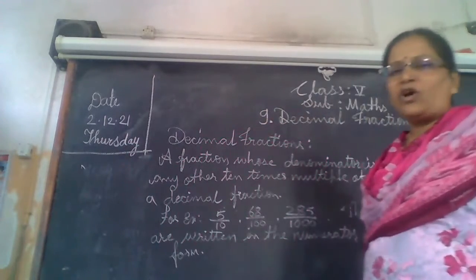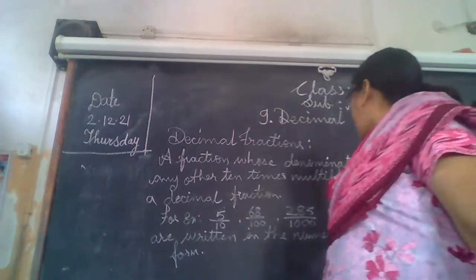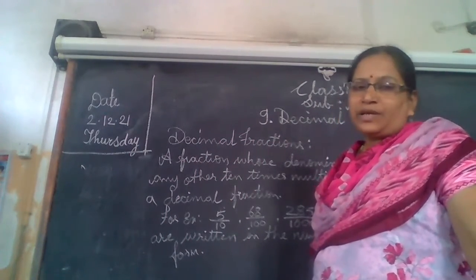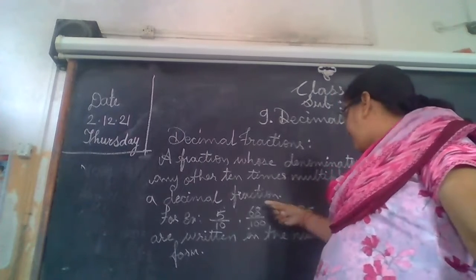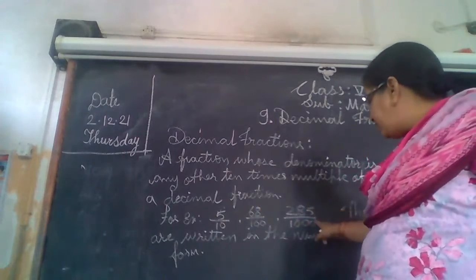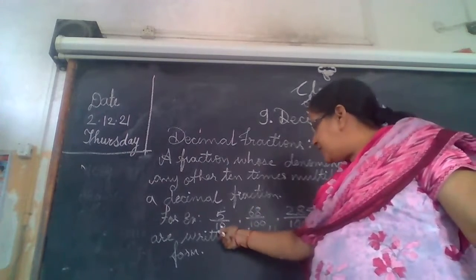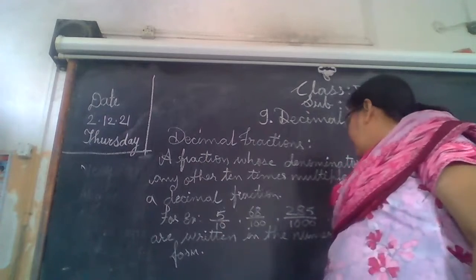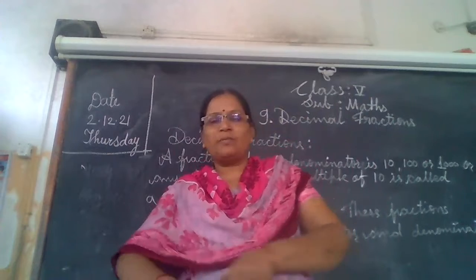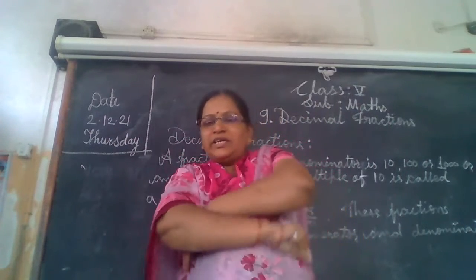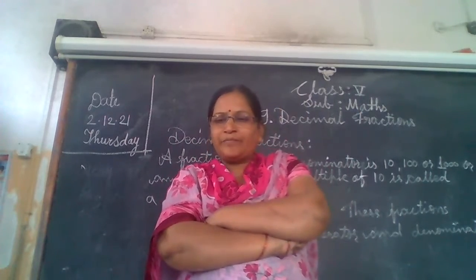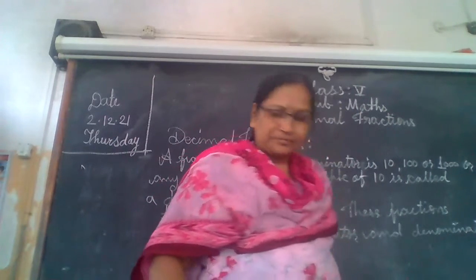So fractions whose denominators are 10, 100, 1,000 or the multiples of 10 are what, beta? Decimal fractions. For example, 5 upon 10, 68 upon 100, 285 upon 1,000. Here too the denominators are 10, 100, 1,000. Decimal fractions are always written in numerator and denominator form, and the denominator is 10, 100, 1,000, and so on. Got it, beta? Okay.